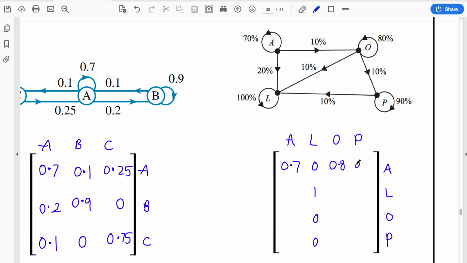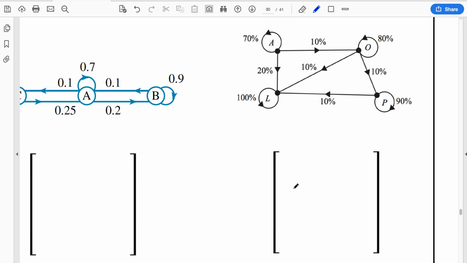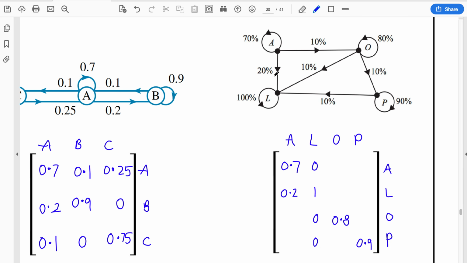Oops, I've put that in the wrong spot. There we go, never immune to making a mistake. So 0.8 was O to O, should have gone down here along the leading diagonal. And P to P, 0.9. All right, then we just have to look at the other arrows that we've got here. We've got A to L, 0.2. A to O, 0.1. And then there's no A to P.